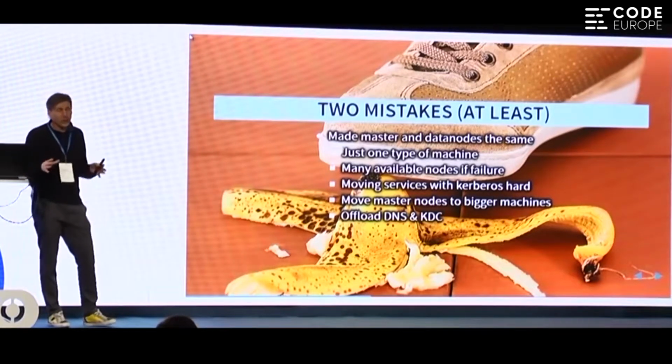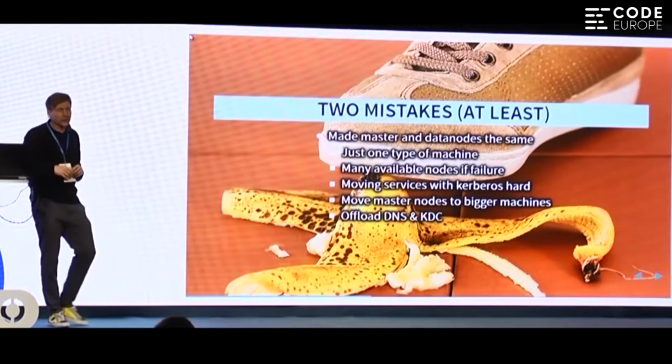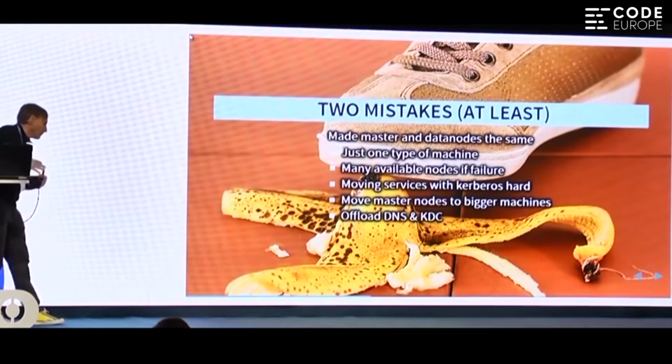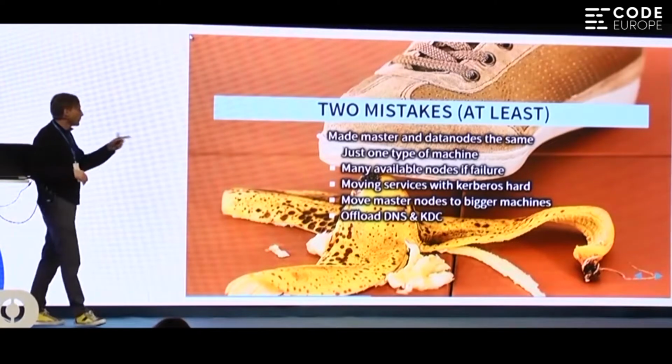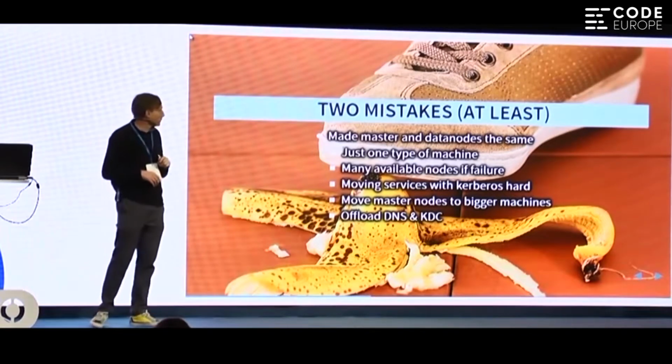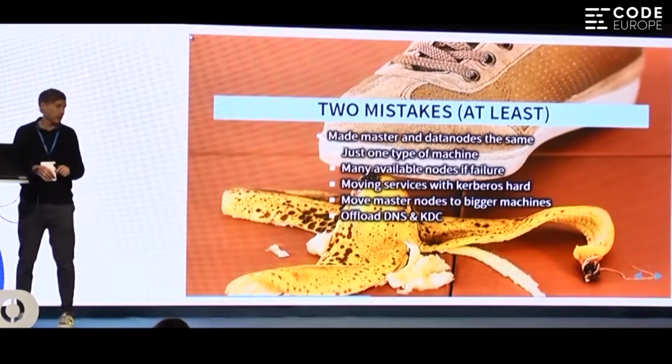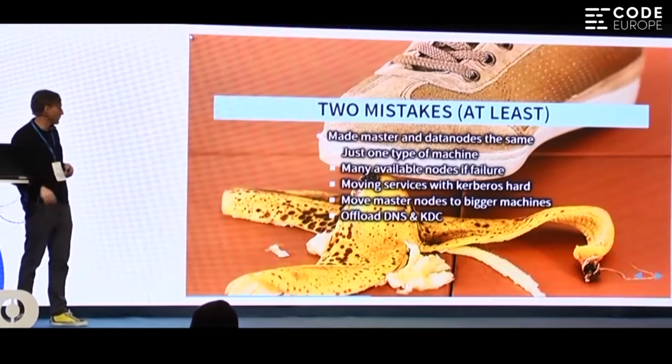And it turned out the machines we bought with 256 gigabytes of memory are just not big enough for a name node of a cluster of this size. So we had to buy new, bigger machines, which I'll talk about a bit later. And we also decided that it wasn't up to us to run DNS and Kerberos services, so we gave them away to other teams.